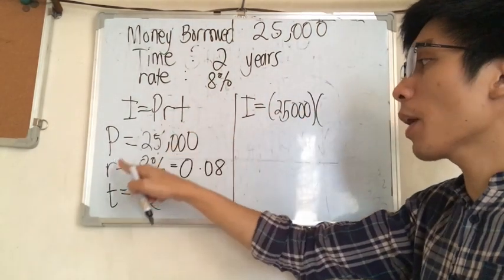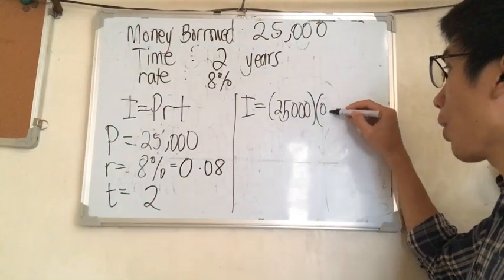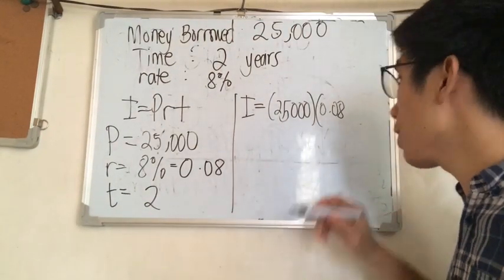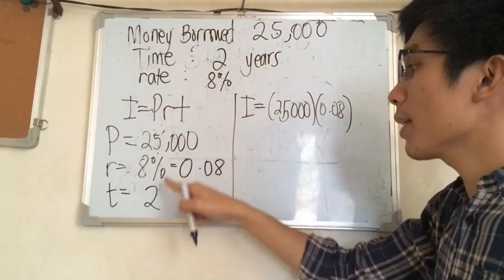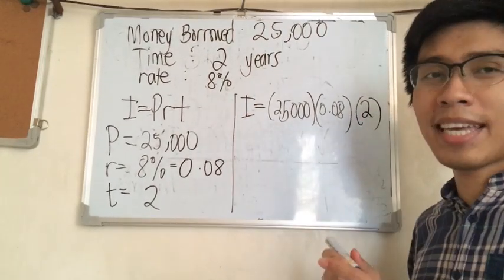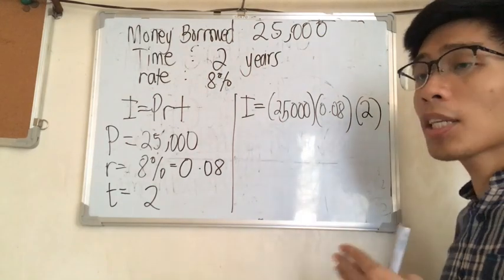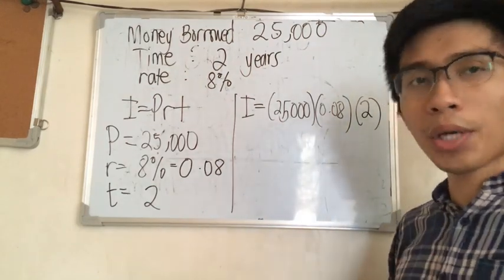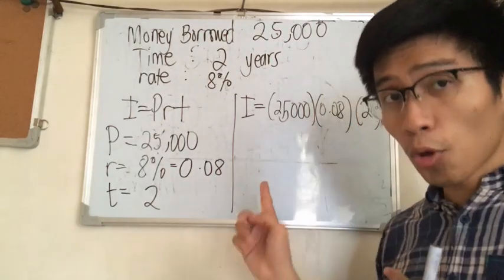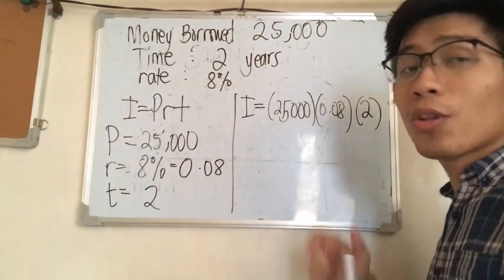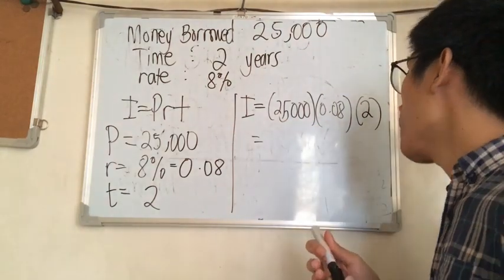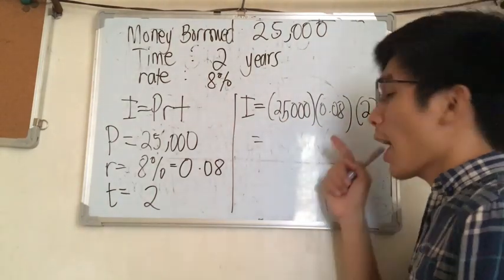multiplied to R. What is my R? That is 0.08. Again, you have to use the rate in decimal form. Okay? What is my time? My time is 2 years. Okay, so you are done substituting the values of all the variables needed. So after substituting, you have to multiply all the elements. Okay, you have to multiply 25,000 times 0.08 times 2.